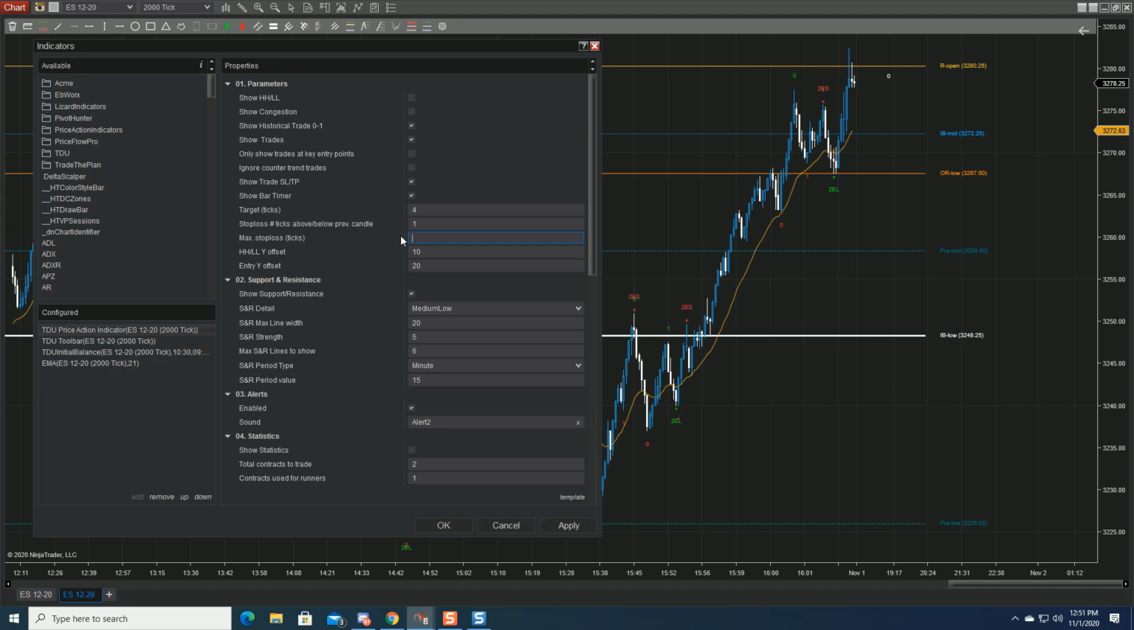But we wanted to give you the ability to limit the amount of risk on any given trade by being able to set this to your risk tolerance, account size, whatever is appropriate for you. For demonstration purposes, I'm going to keep this at 24.